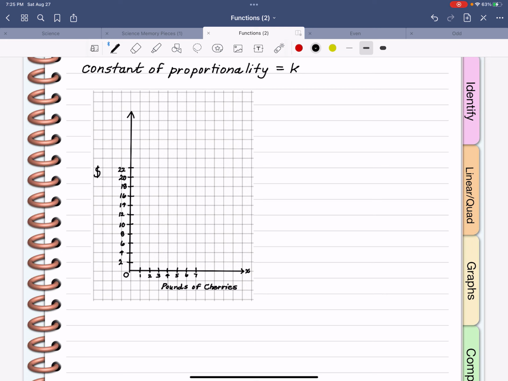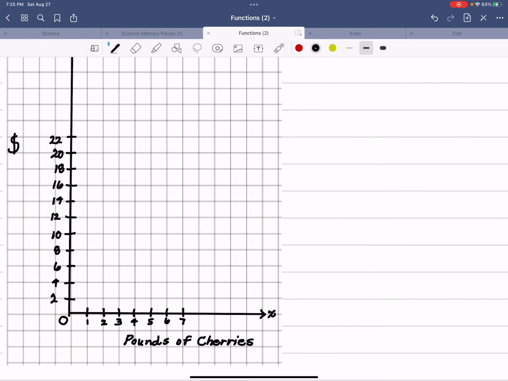Now, I want you to go to point (6, 21). So I'm doing this with a laser first, so over 6 and up to 21. So it's between 20 and 22. And let's drop a point right there. And let's label it. Over 6 and up 21. So 6 pounds of cherries cost $21.